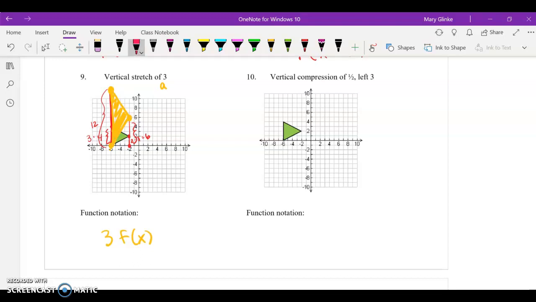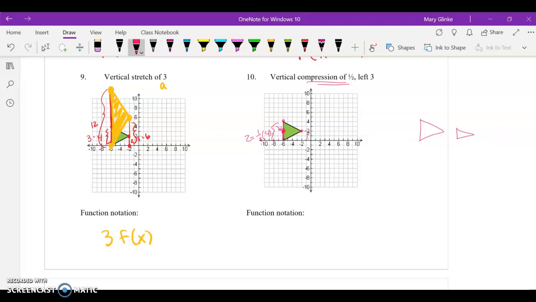Whereas the next one is going to be slightly different. We want to compress it by 1/2. So just visually imagine this triangle. If I took it and squished it and made it half as tall, it would look something like this. So my height here was 4, but I want to take half of that. And so my new height is only going to be 2. So this point, which was up here, gets shrunk down to my new point.